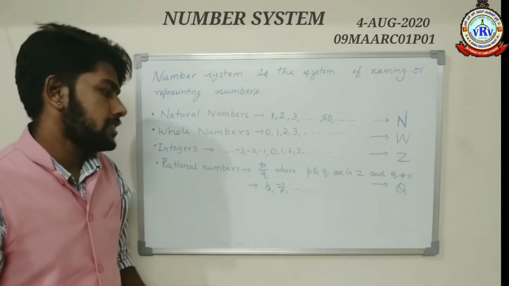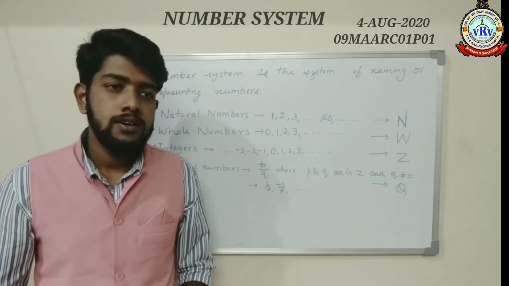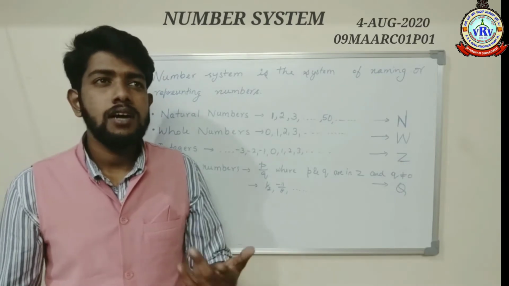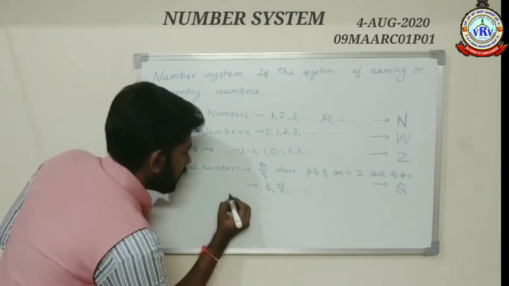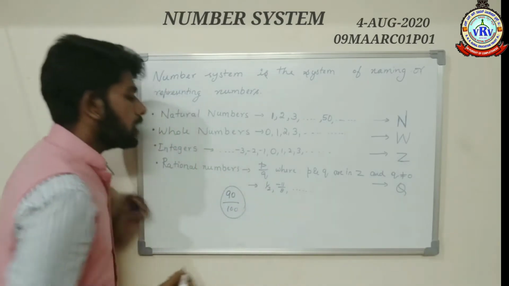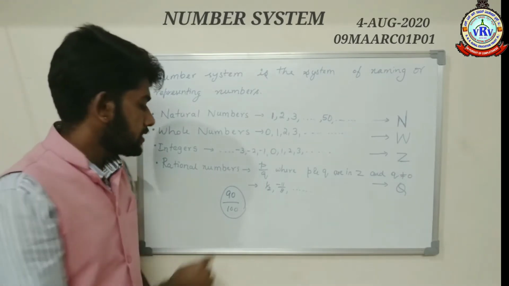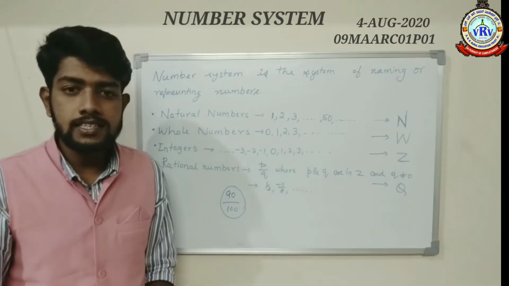The next type is rational numbers. You may come across this. For example, I will give one situation: while getting the answer sheet after valuation, if you score 90 out of 100, your marks are written like this. It indicates 90 out of 100. Out of 100 marks, your score is 90.